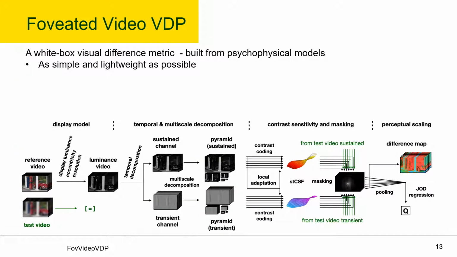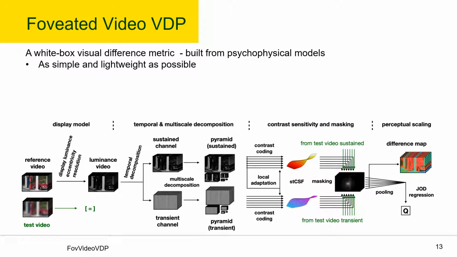So what is a foveated video VDP? It is a white box visual difference metric that is built from psychophysical models. One of the main design goals was to make it as simple as possible, which is important if you want to process hundreds of video frames or use it as a loss function.